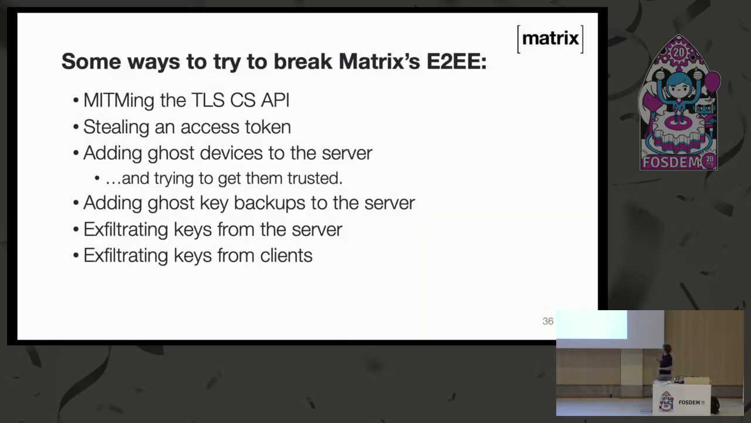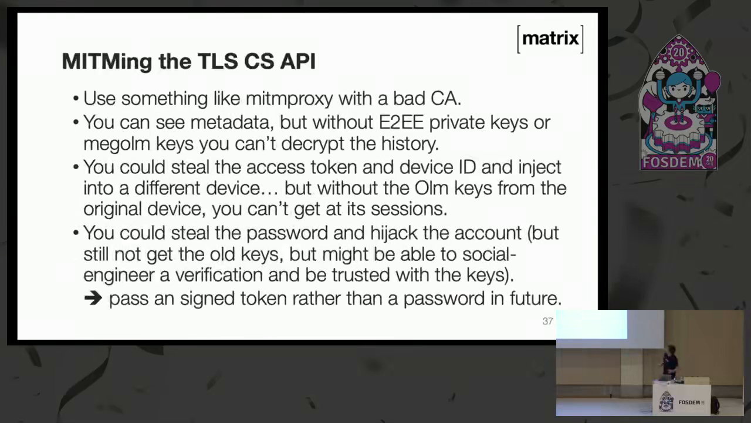We could try to add malicious backups, which is quite an interesting attack vector, given we have these E2E backups. A malicious sysadmin could say, yeah, of course you can trust me to go and back up all your MegaOM keys onto my backup. You can try to exfiltrate the keys from the clients. I had a whole bunch of demos, which I now don't have any time to show you, but it was basically running MITM proxy as an example with a bad CA to intercept all of your HTTPS traffic and start stealing access tokens. And the reality is that you can see the metadata for sure.